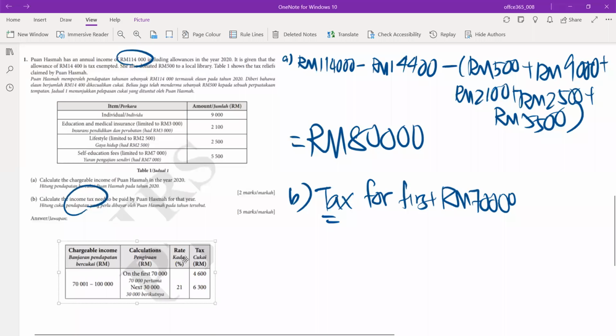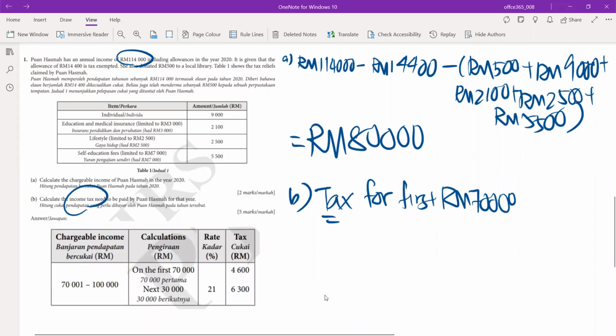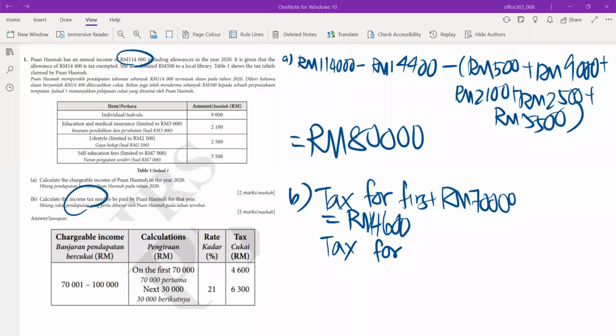You have to double check. You have to follow this. For the first 70,000, you follow the table only. Calculate. Okay, 4,600. And then tax for the next balance.